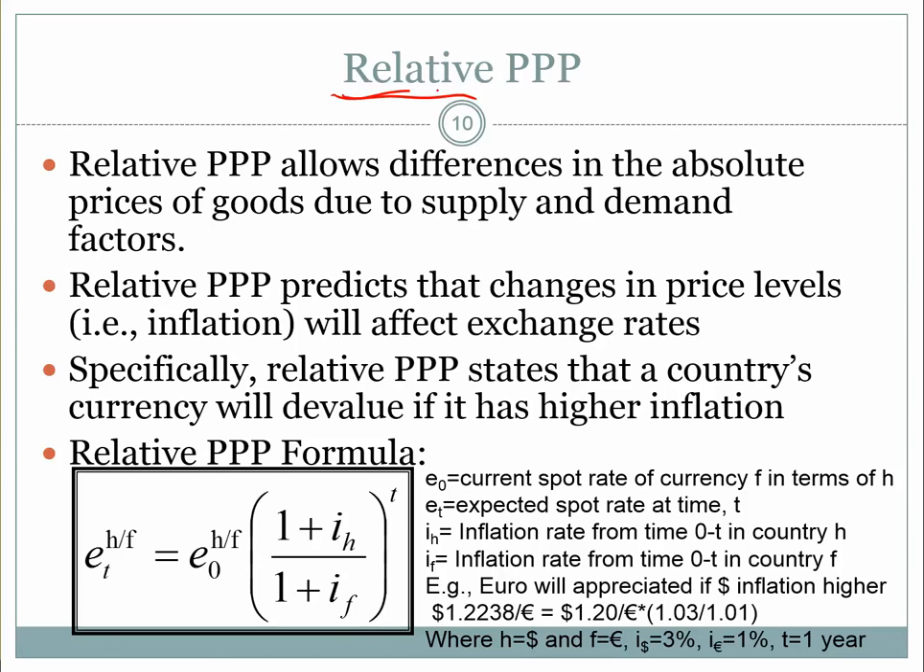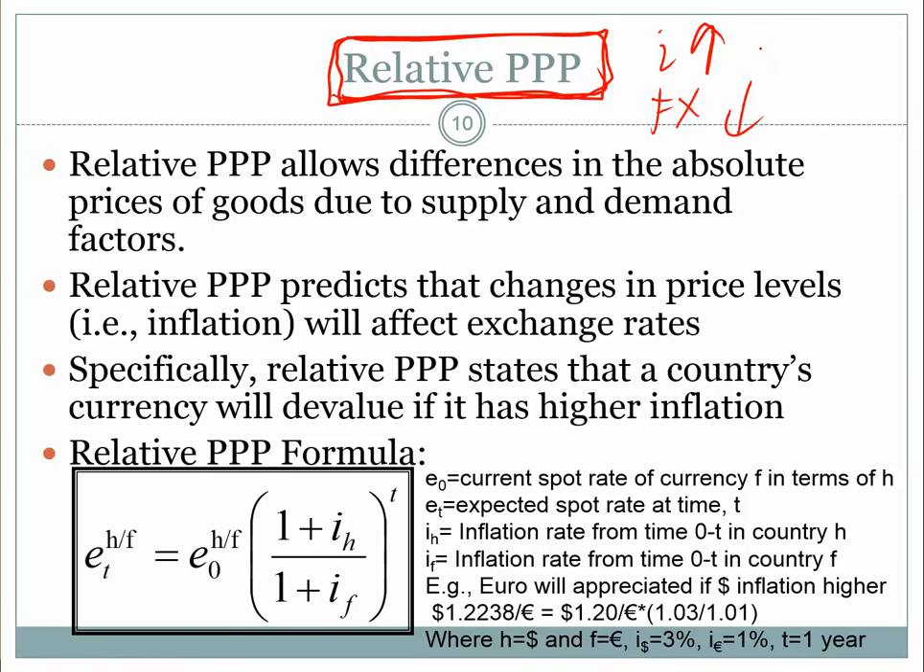Okay, so I'll say that again. Relative PPP doesn't say that the price has to be exactly the same in both countries. There's going to be differences. However, if all prices change in one country versus another, say one country has higher inflation than the other, the exchange rate would have to offset the change in prices, so the relative price of goods is unchanged. So this is a model that says if inflation is higher in one country, their currency is going to fall.